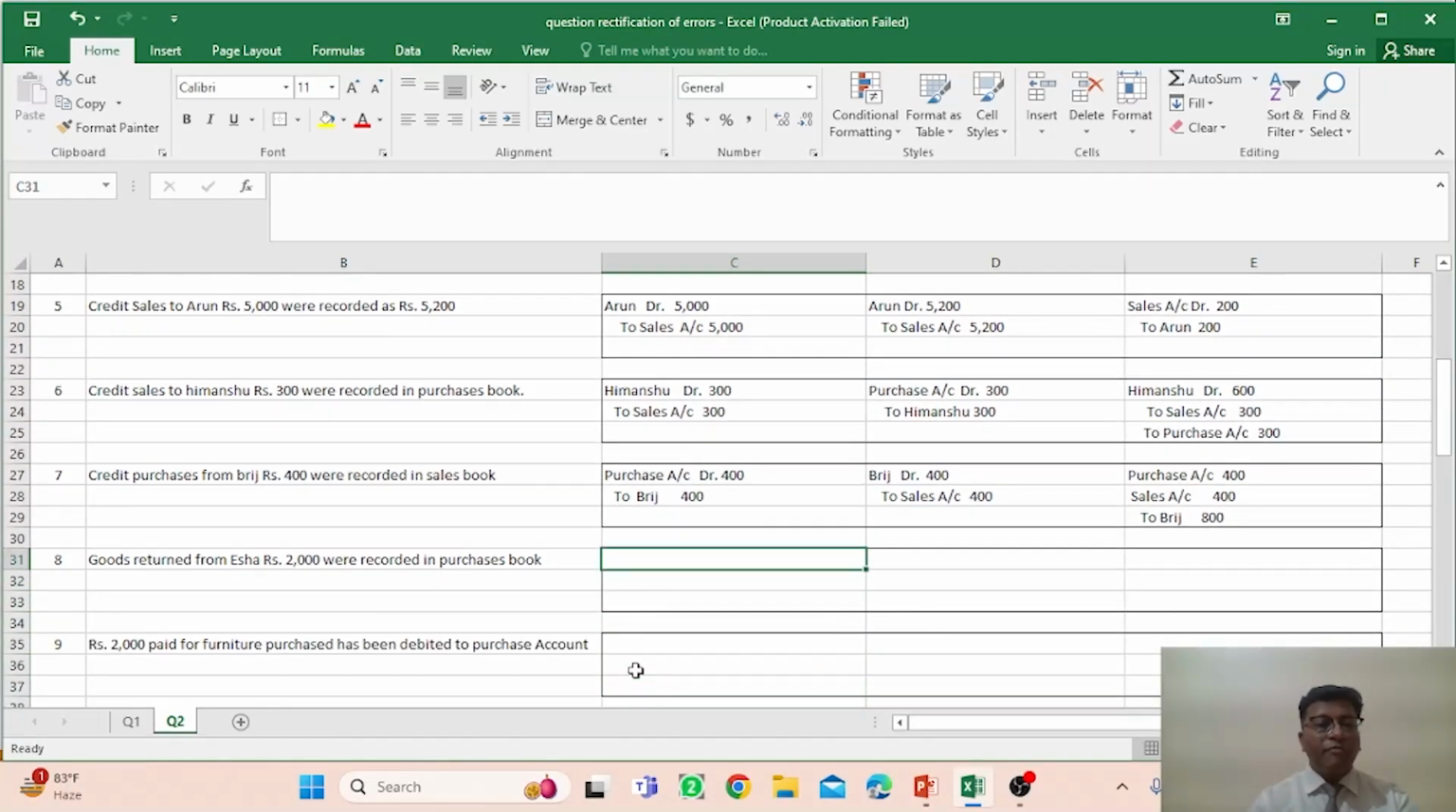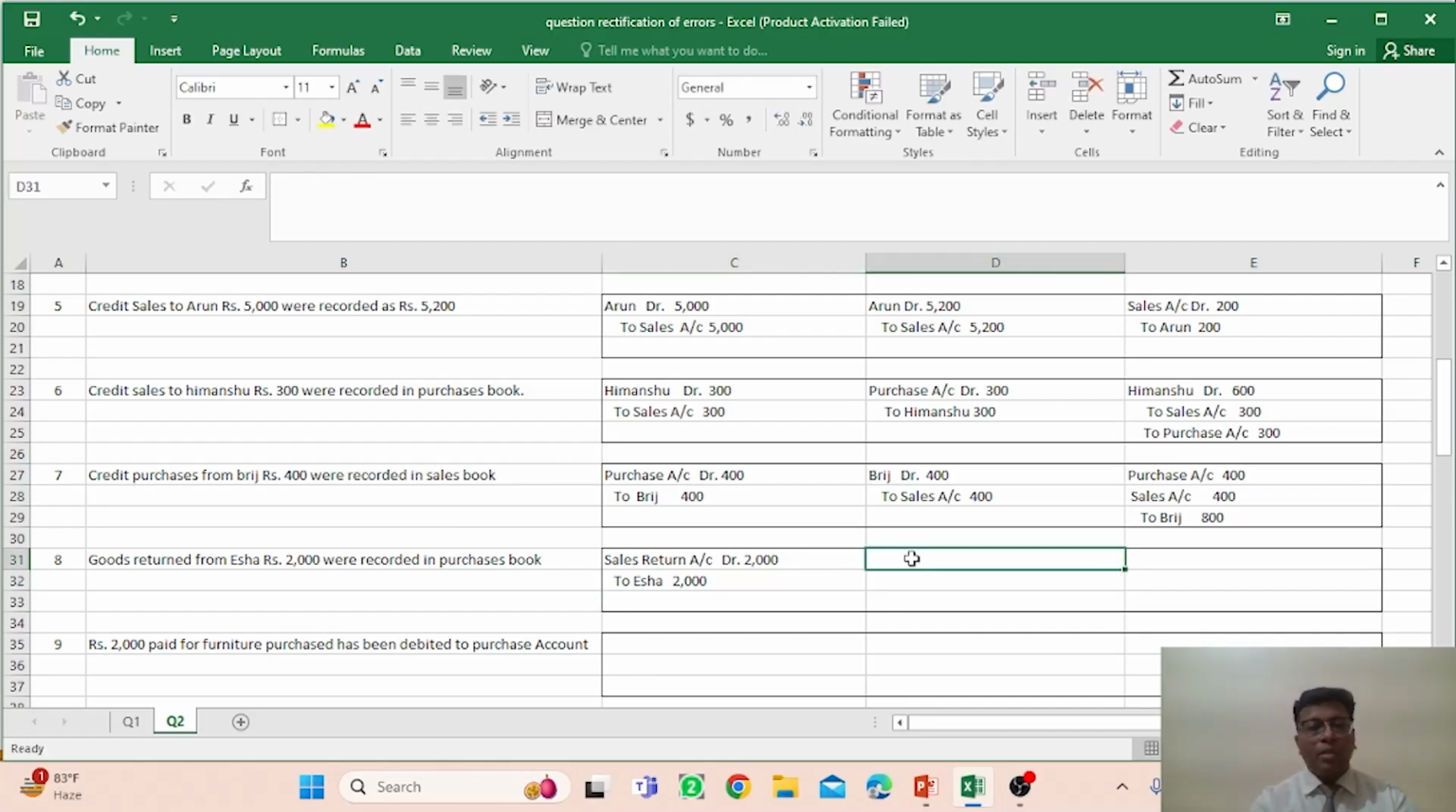And goods returned from Isha rupees 2000. This is the entry: goods returned from Isha rupees 2000. If someone is returning the goods, that is a sales return, and sales return is a debit. So the correct entry is sales return account debit rupees 2000, to Isha rupees 2000.